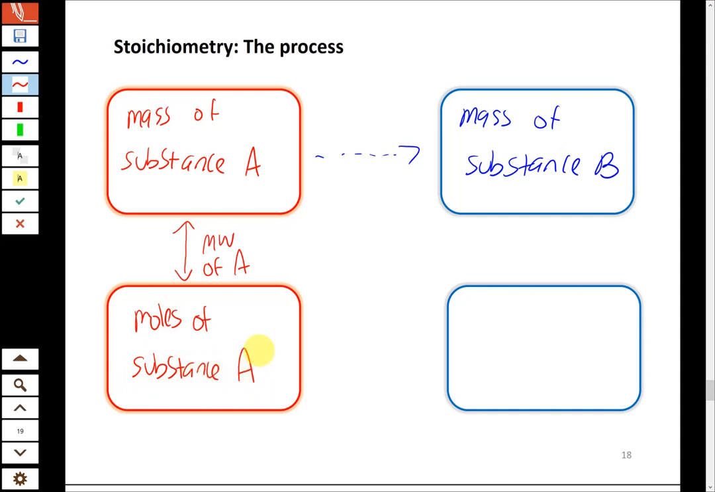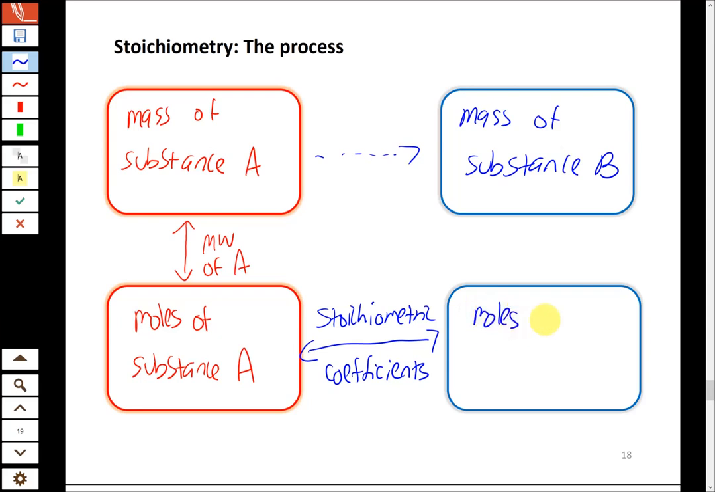And then once we have moles of substance A, we can use the reaction coefficients to convert moles of substance A into moles of substance B. And we can go in either direction, obviously. So if we have coefficients then, what we call the stoichiometric coefficients, those coefficients from the balanced equation, those allow us to convert the moles of substance A into the moles of B, or vice versa. And then once we have the moles of substance B, it's going to be related to its mass by the molar mass of B.